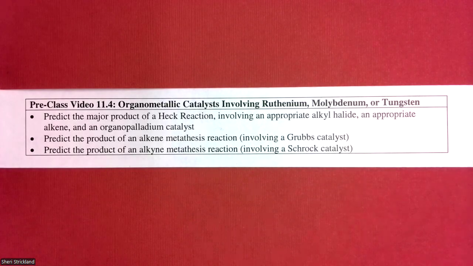In this video, we're going to finish our investigation of organometallic catalysts involving palladium, and then take a look at the catalysts involving ruthenium, molybdenum, or tungsten. Take a minute to read through these student learning objectives. These are the things you should be able to do by the end of this video so that you're ready for the more difficult things we'll do together in class.